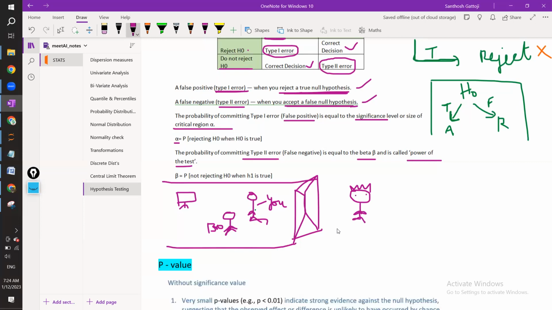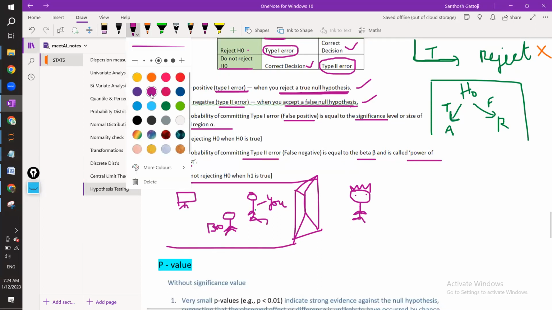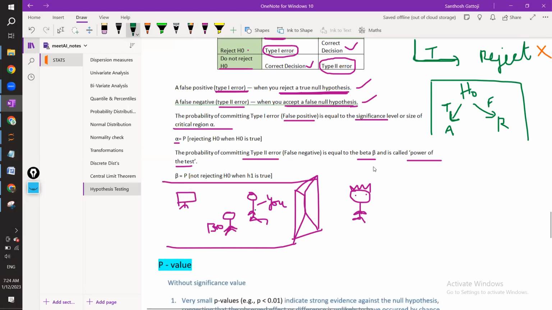Now type 1 error is rejecting a true null hypothesis. That means whomever you know, you are sending that guy out. Type 1 is rejecting a true null hypothesis. That means this guy is true, but you are rejecting him. This is your own friend, so you are sending your brother out. Type 1 is bro out.